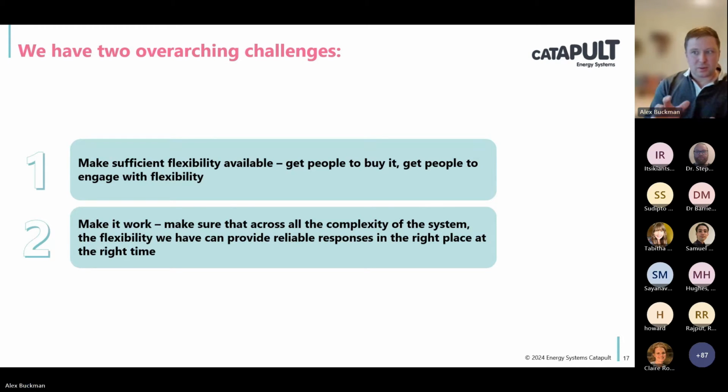And then when you have that flexibility on the system, how do you make it work? How do you make sure that people and organizations across the complexity of the system can provide reliable responses in the right place and at the right time? And so these are, broadly, and I'll come back to these a bit later, how I think about flexibility.